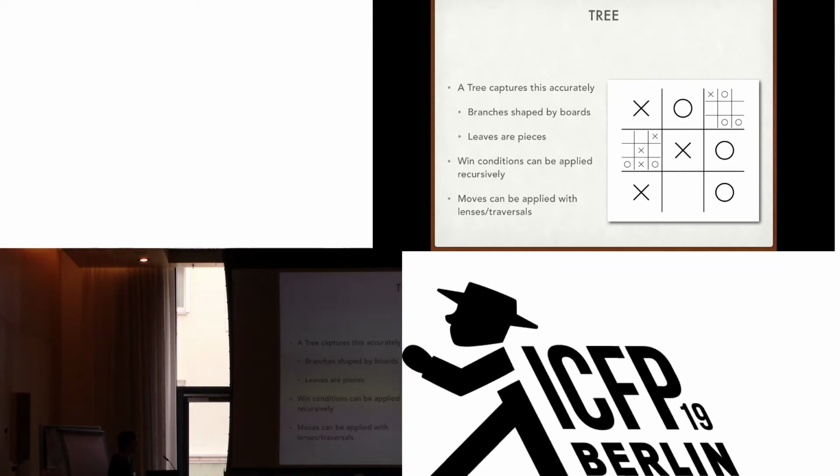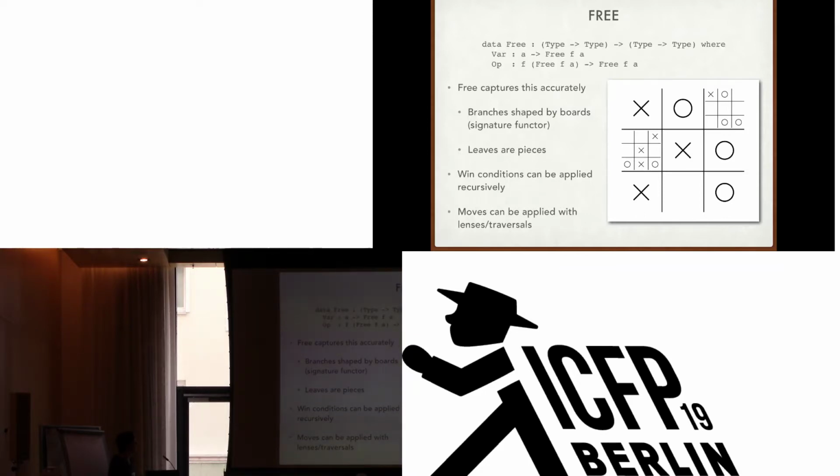So a tree captures this nicely, pretty clearly, I think. Leaves of pieces, branches of boards. Win conditions can be applied recursively quite nicely. Moves can be placed in other ways. Really, this is just free hiding there. So the board is actually the signature functor, and the leaves are still the pieces, and everything's pretty much the same. But this gives us some folding stuff for free, which is really what I'm after.